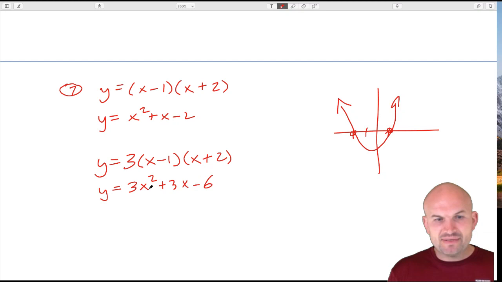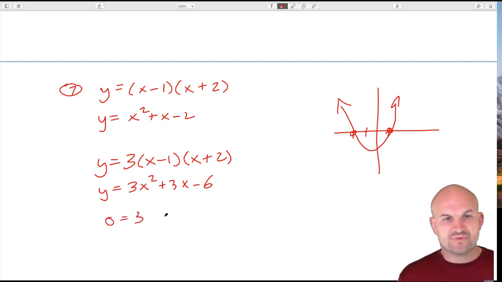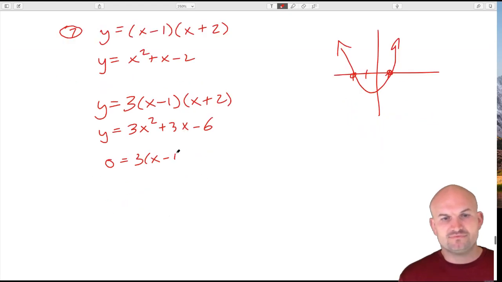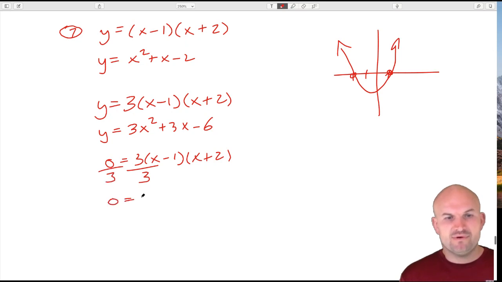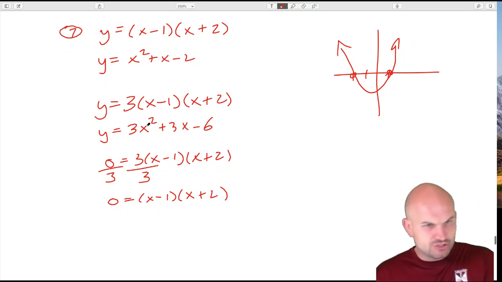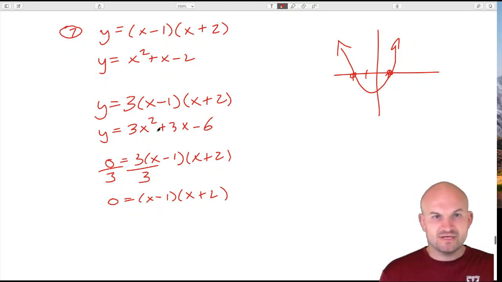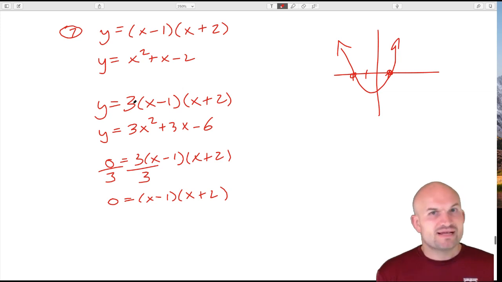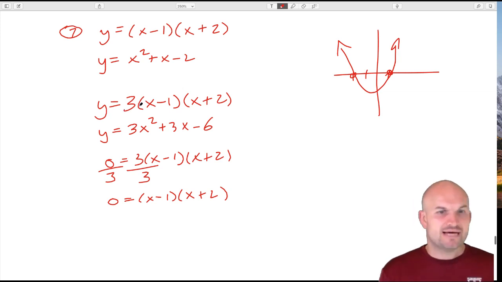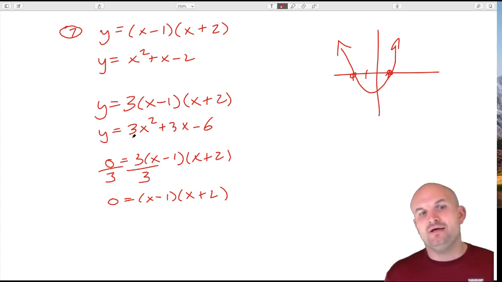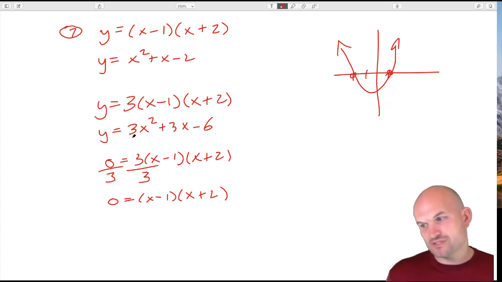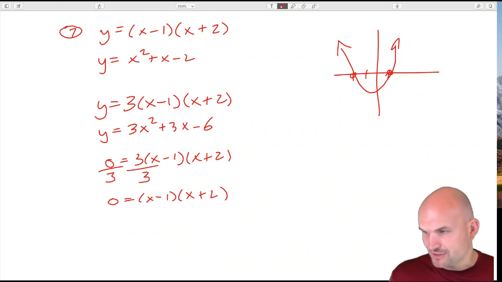So the important thing is that this 3 is not changing the zeros. When you set that equal to 0 and you go ahead and solve, the first thing you're going to do is divide out the 3, right? Because the 3 is what we call a scalar. It is not a zero. And this graph only has 2 x-intercepts, so it doesn't make sense for 3 to be a zero or an x-intercept, right? So the 3 is that vertical stretch. It is a scalar. So that's why it's very important. It's a really good question, and that's why I just wanted to spend a little time on it.